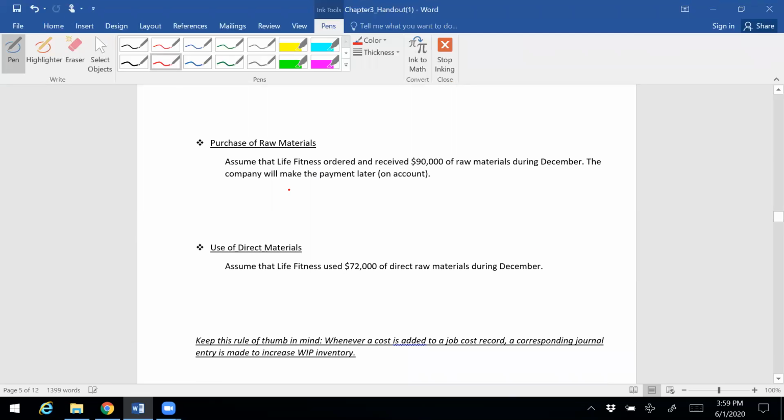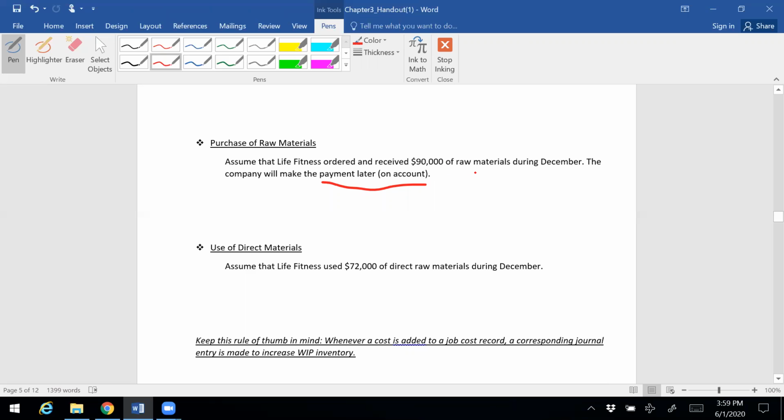So first, remember our cost flow most likely starts when we first have raw material. So when you purchase the raw material, we assume the company orders and receives the raw material during December. The company will make the payment later, okay? So we purchase on account. We don't pay it now, but we have accounts payable.